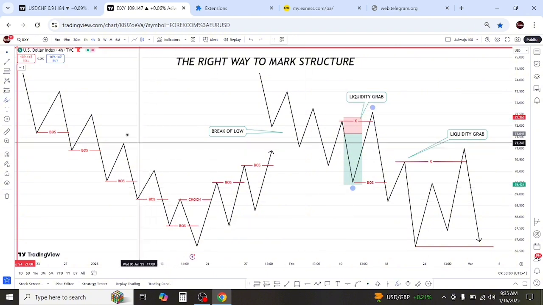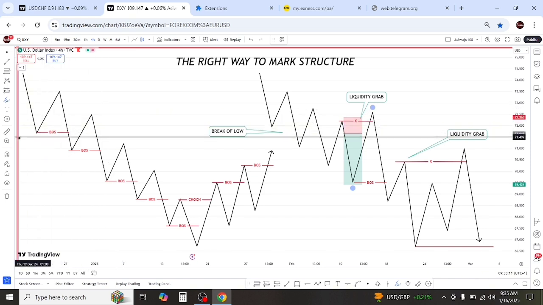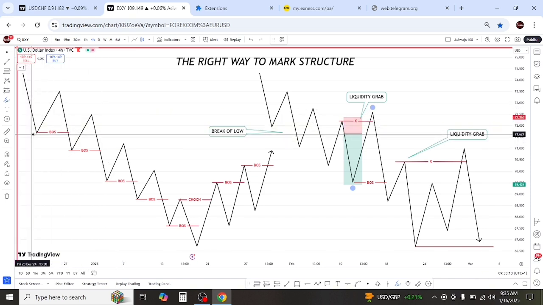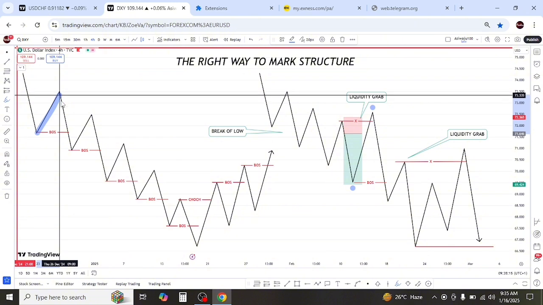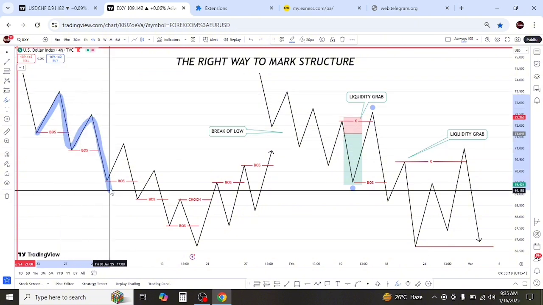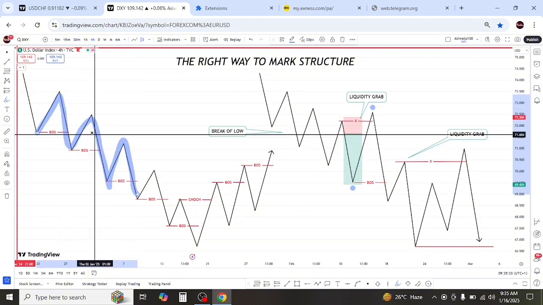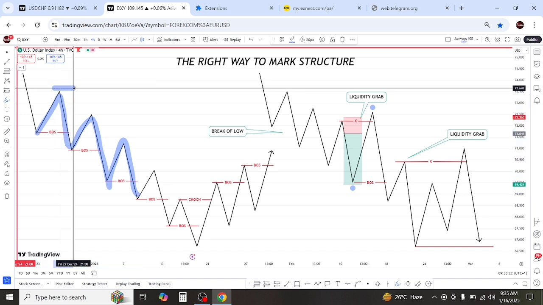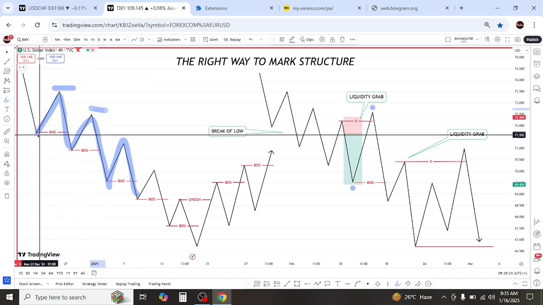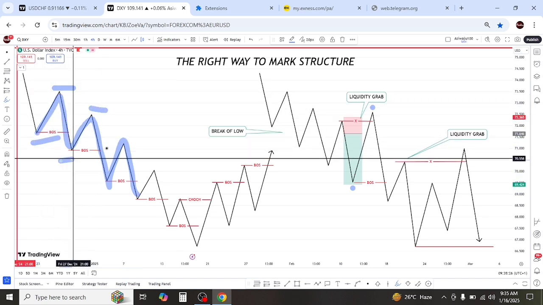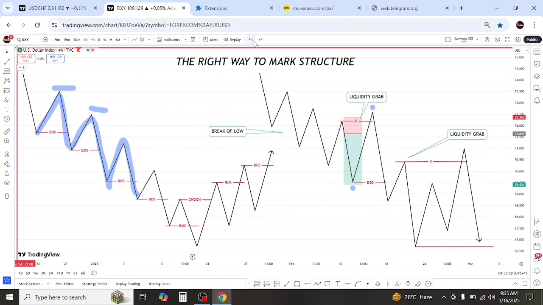So what you'll be learning online from your mentors. Market structure: most people believe it is when price is creating a series of lower highs and lower lows in the market. As you can see, this previous high is lower than this high, and this previous low is lower than this low. So that's what we call a bearish move in the market.